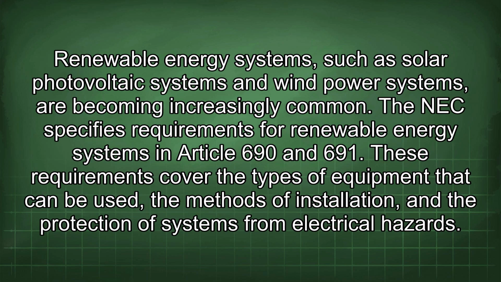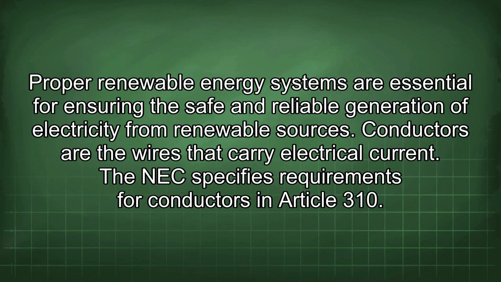Renewable energy systems such as solar photovoltaic systems and wind power systems are becoming increasingly common. The NEC specifies requirements for renewable energy systems in Articles 690 and 691. These requirements cover the types of equipment that can be used, the methods of installation, and the protection of systems from electrical hazards. Proper renewable energy systems are essential for ensuring the safe and reliable generation of electricity from renewable sources.